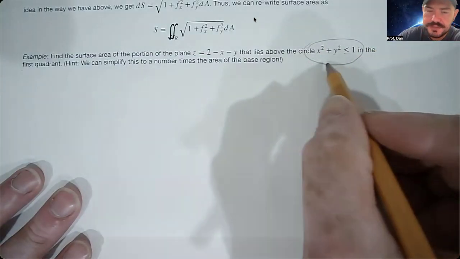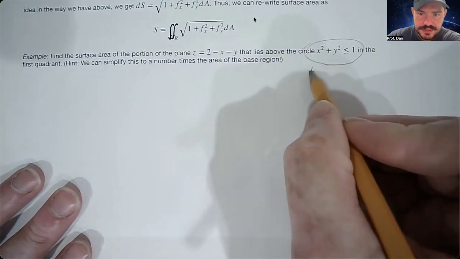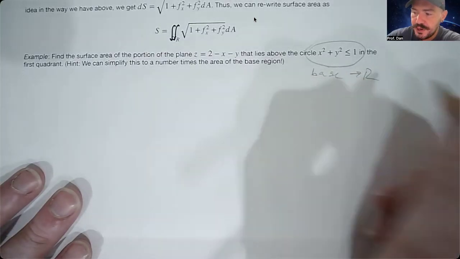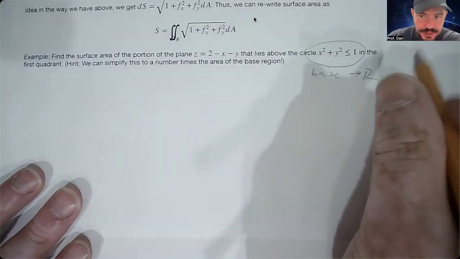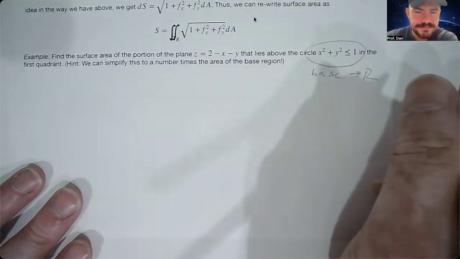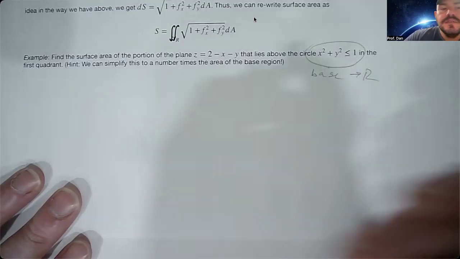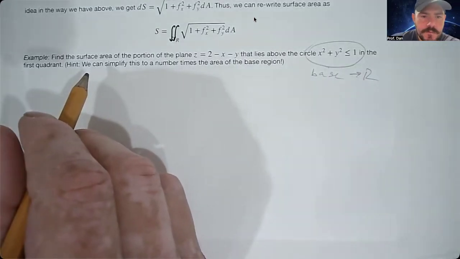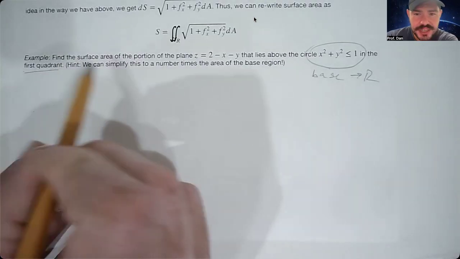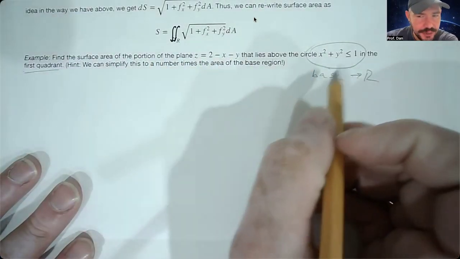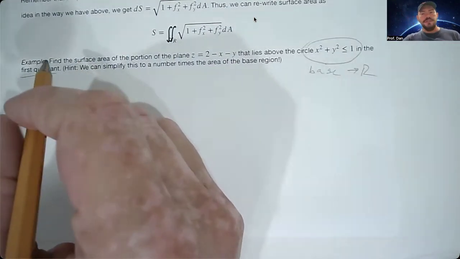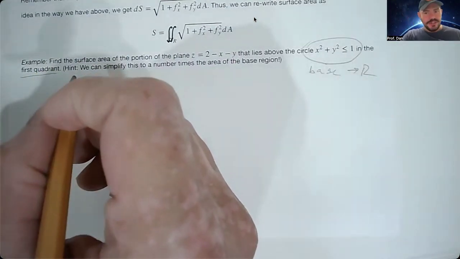So first off, this is my base region, right? So this is the base. This is what we use for R, right? This is what we use to figure out bounds and the like. Another thing to keep in mind when we are setting up the bounds is that we're only looking at a piece of that circle, not the entire thing. So we're only interested in parts that are in the first quadrant.